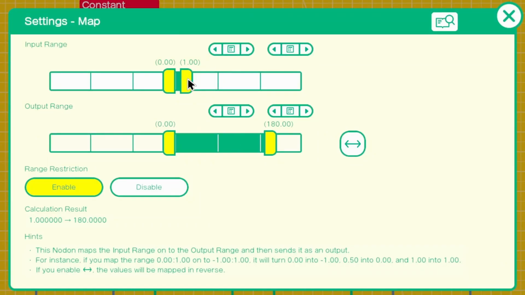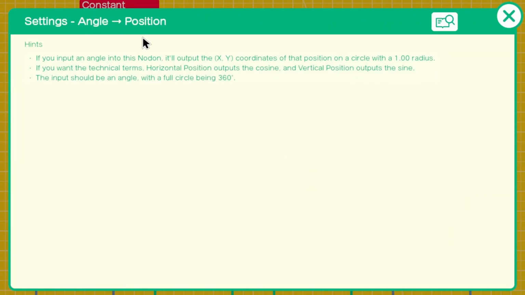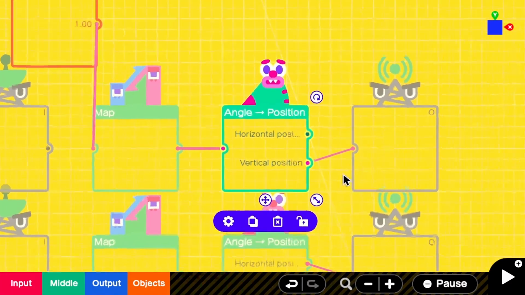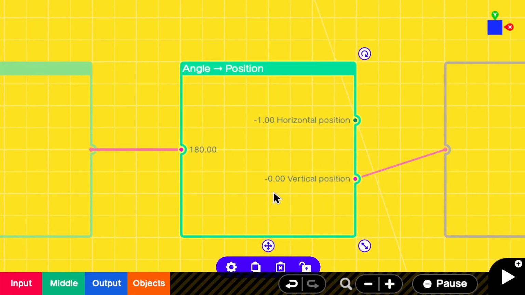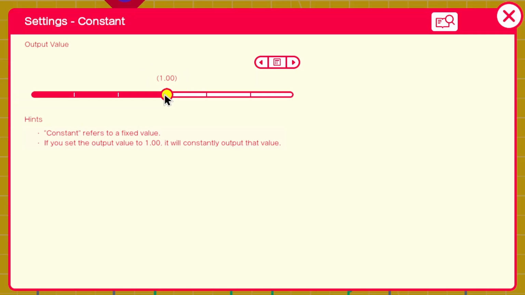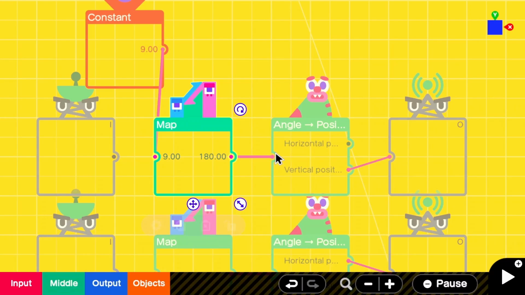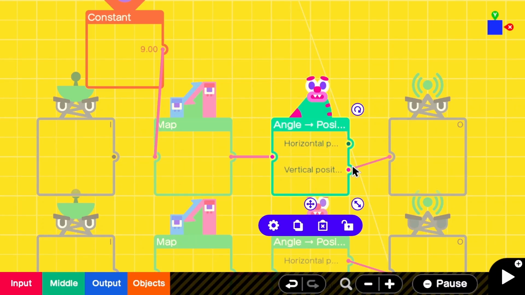Now let's set the value to 1. So the maximum of our range here is 1. We know that if the input is 1, the output is going to be 180. But we know that if the input to the angle to position is 180, its vertical output will still be 0. And the same thing if we put any value larger than this, for example 9. 9 is greater than this range, but since the range restriction is on, the output of the map will still be 180. So the output of this nodon will still be 0.